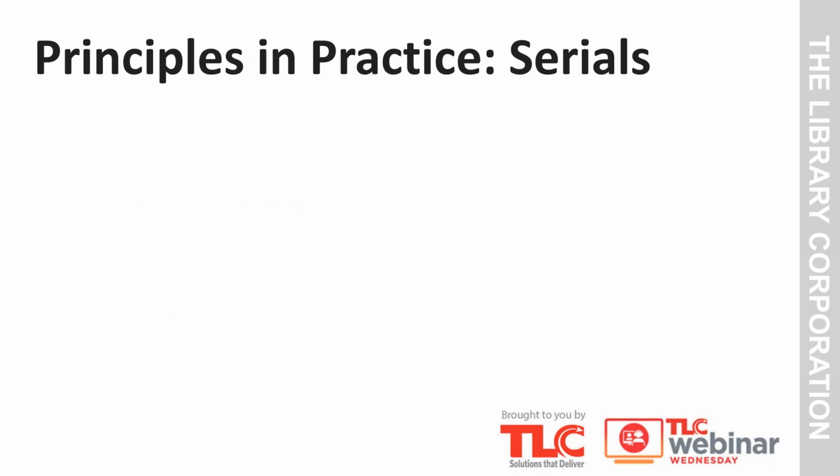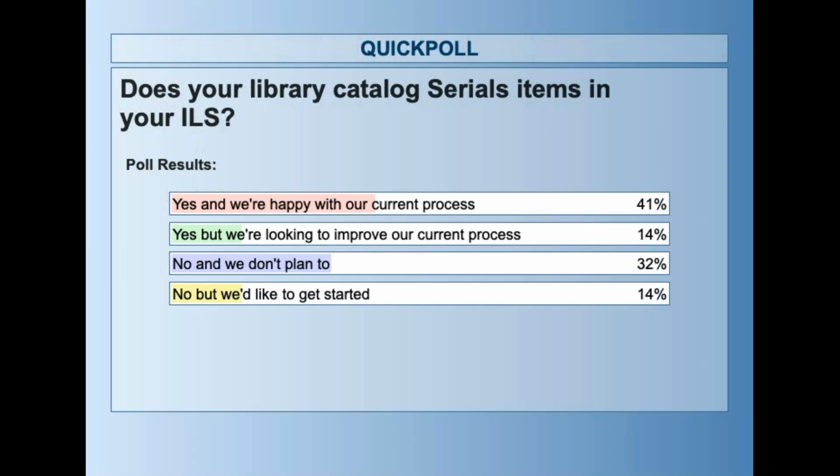So now that we know a little bit about the process and principles that guide us, let's take a look at some examples of these principles in practice with our next generation of serials workflows that are currently being developed within LS2 cataloging. But first, let's check back in on the results of our survey to see how many of you are interested in cataloging serial items.